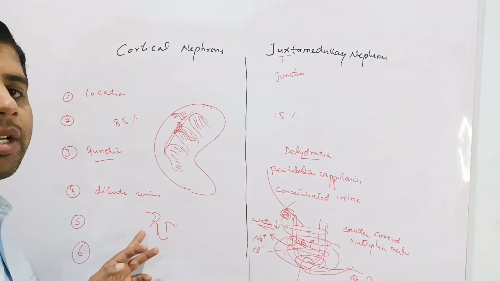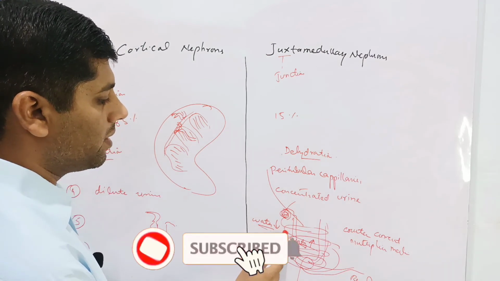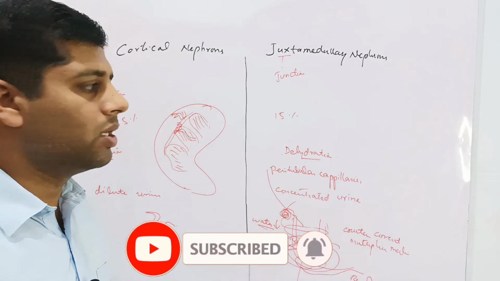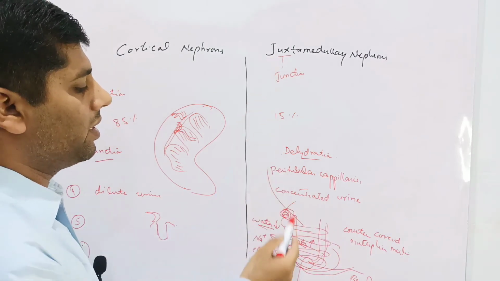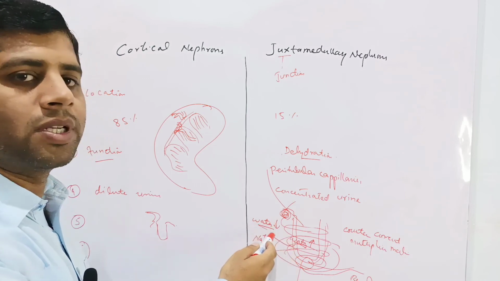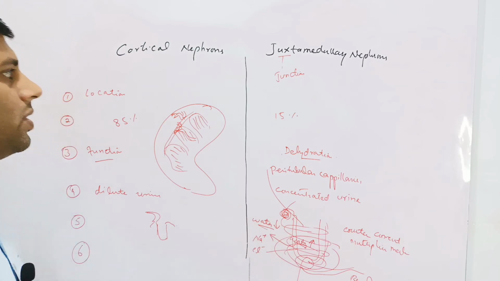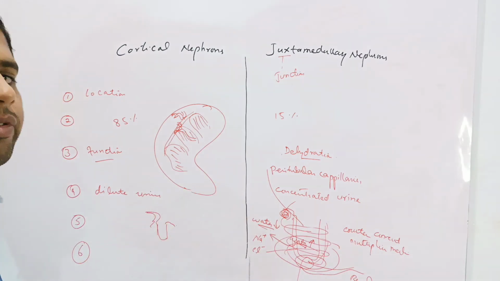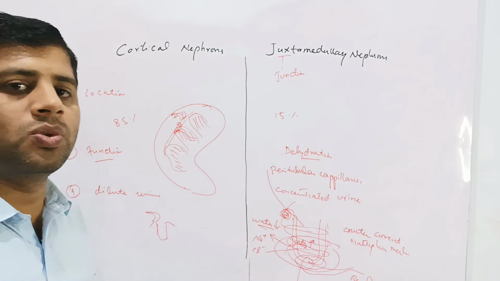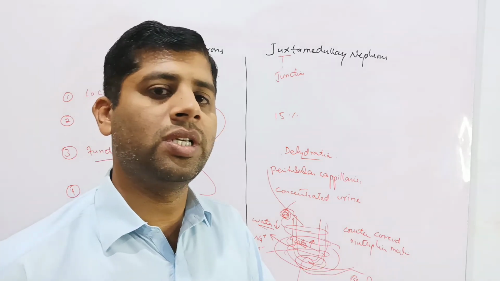So in case of cortical nephrons having a short loop of Henle, these peritubular capillaries wrap around the proximal convoluted tubule and distal convoluted tubule, while juxtamedullary nephrons have a long or large loop of Henle. So these peritubular capillaries in the form of vasa recta wrap around the loop of Henle. So the difference between cortical nephrons and juxtamedullary nephrons is primarily based upon the size of the loop of Henle, because due to the size of the loop of Henle, the function of the nephron is totally altered.